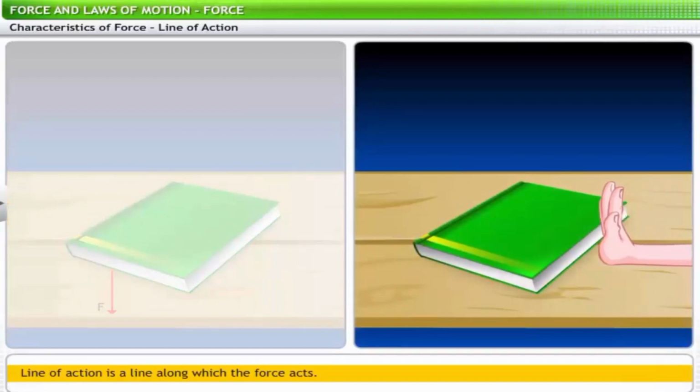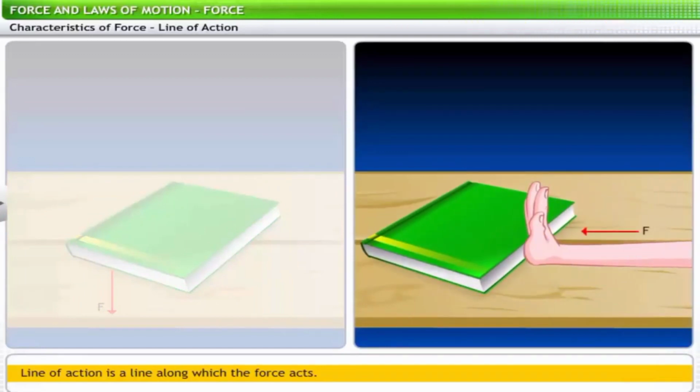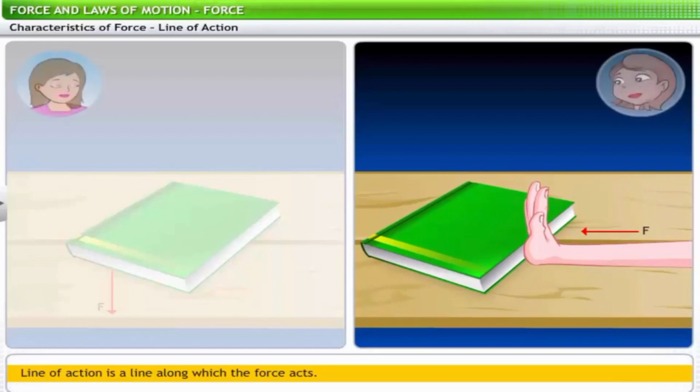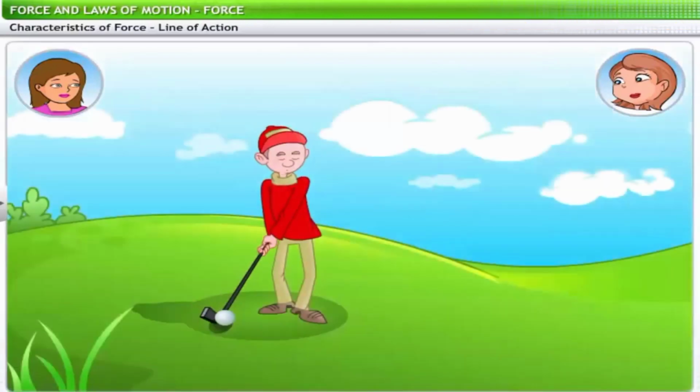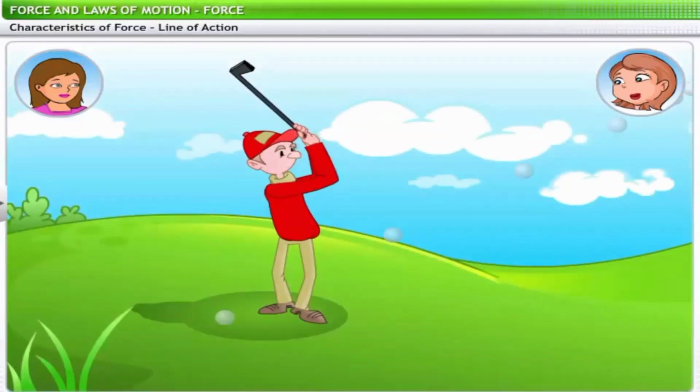However, if you try to push the book, you need to apply force horizontally. Therefore, the line of action of the force applied on the book will be horizontal. So, the line of action can be horizontal or vertical. Not just horizontal or vertical. Line of action can also be inclined. For example, when a golfer hits a ball, he applies force at an angle from a horizontal surface. Hence, the line of action in this case is inclined.